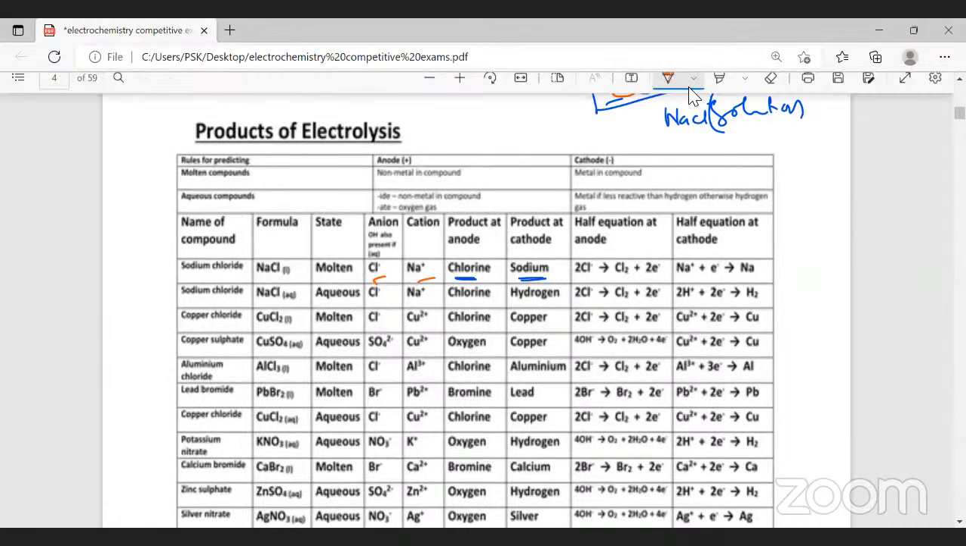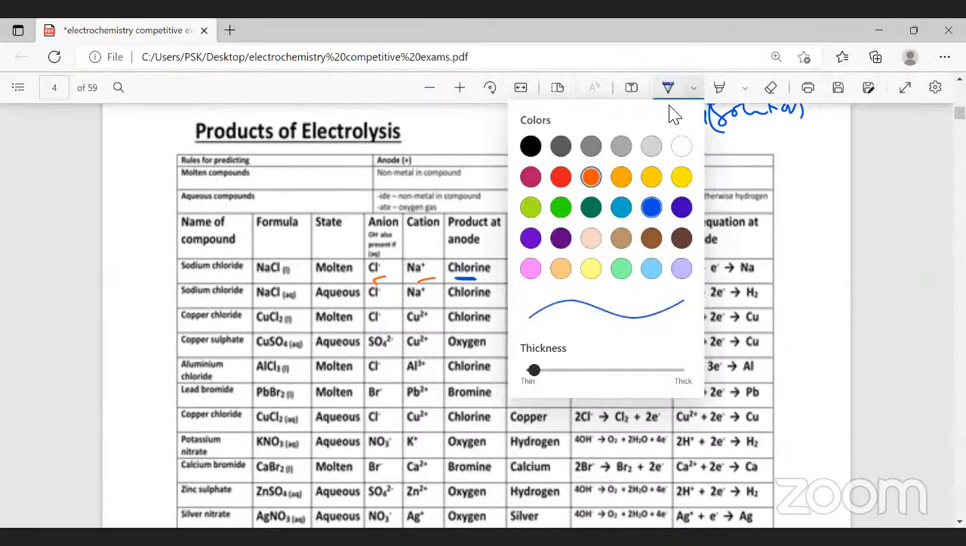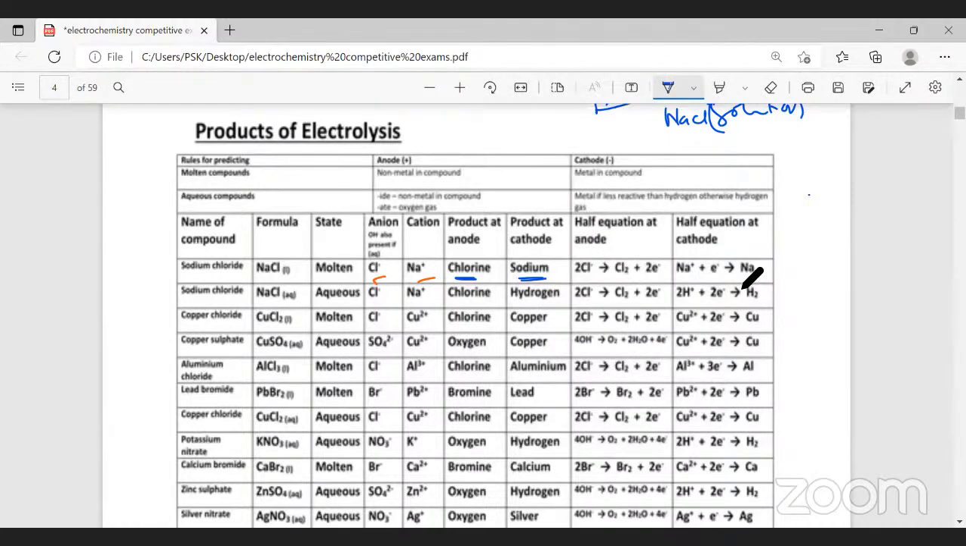So sodium will undergo reduction at cathode and get deposited as sodium metal at cathode. And chloride ions, as I explained, will undergo loss of electrons and form chlorine gas and get liberated at anode. These reactions are called half cell reactions. The reaction taking place at anode is called the half cell reaction of anode. The reaction taking place at cathode is called the half cell reaction of cathode.